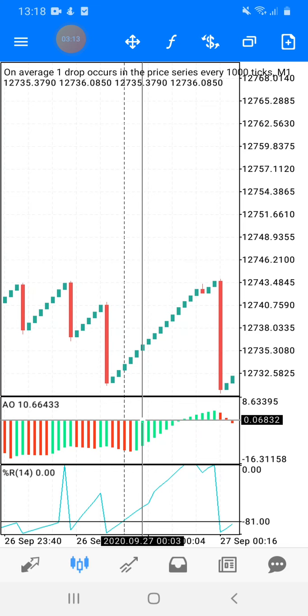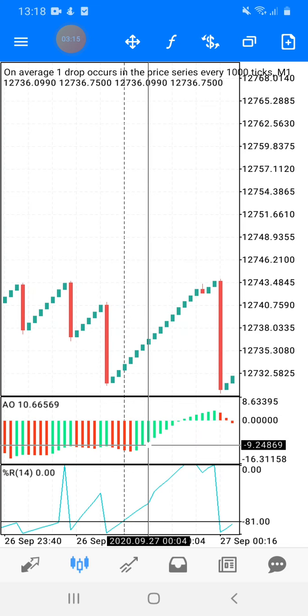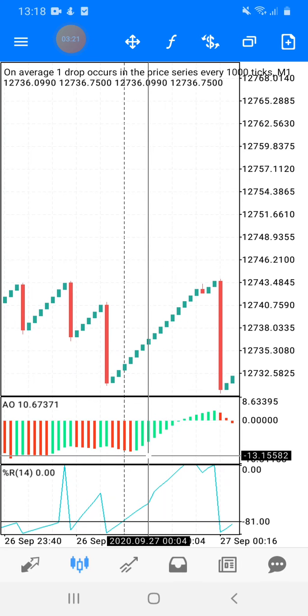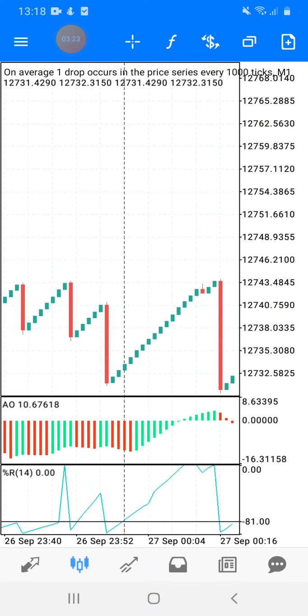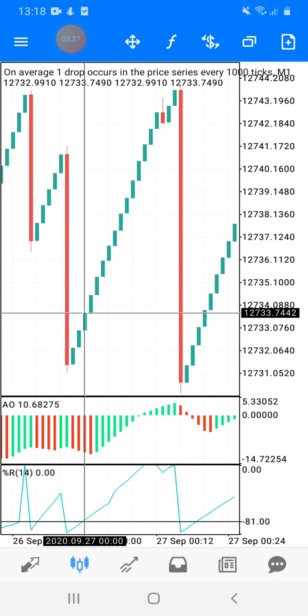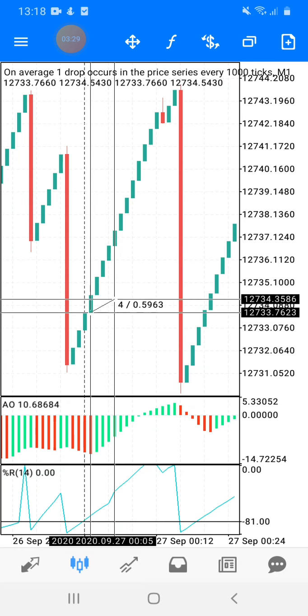How you want to take the trade is you want to make sure the awesome oscillator is below the 0 level. It's on the bottom here, it's negative. Once you see that, you just wait for the touch. There's our touch, and we enter. And we're only entering for 5 cents.